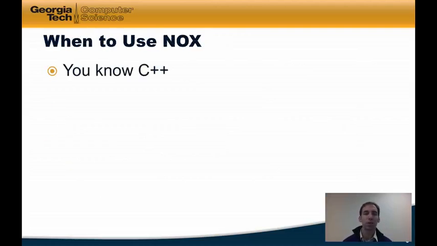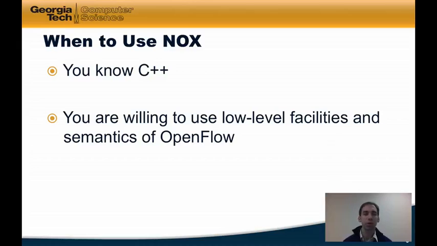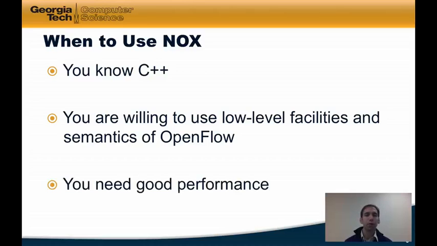One, of course, is if you already know C++ and are comfortable with it. The second is if you're willing to use very low-level facilities and semantics of OpenFlow. Knox is a bare-bones implementation of the southbound API, and it does not provide many high-level abstractions. This may be useful, of course, if you want to meddle directly with the southbound API and extend it. A third reason to use Knox is if you need good performance.